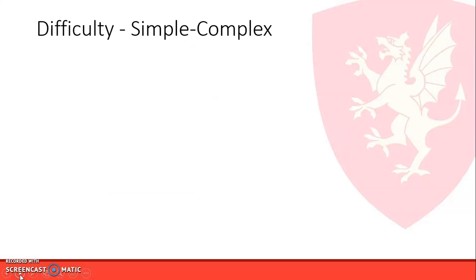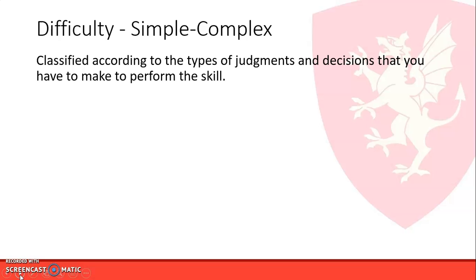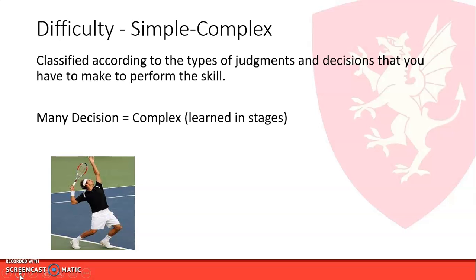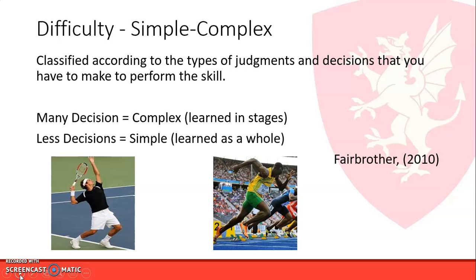So in terms of some of the ways we can classify these: simple and complex. These are classified according to the number of judgments and decisions that need to be made in order to perform the skill. Inherent in that, the more decisions that need to be made regarding the skill, the more complex that skill would be. The fewer decisions, obviously, the more simple it would be.